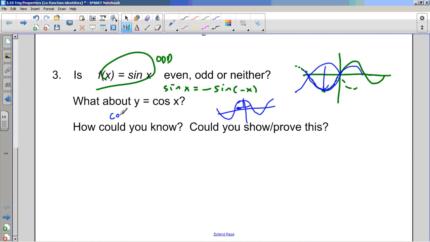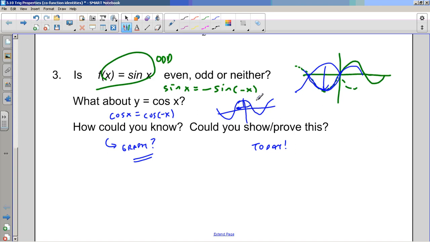So I know cos of x equals cos of minus x. How could you show or prove this? How do you know? Well, we know it graphically, but are we sure about that? Or does it just look close? Because we saw other graphs that looked pretty close to even or odd, but weren't. How could you show or prove this? This is today's stuff. Today we're worried about this. Okay?